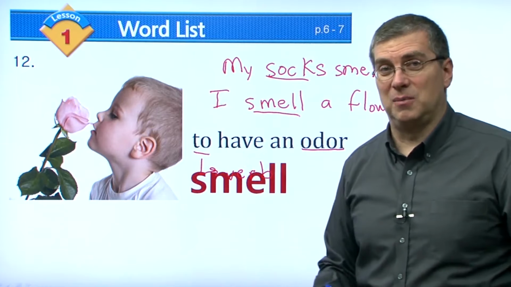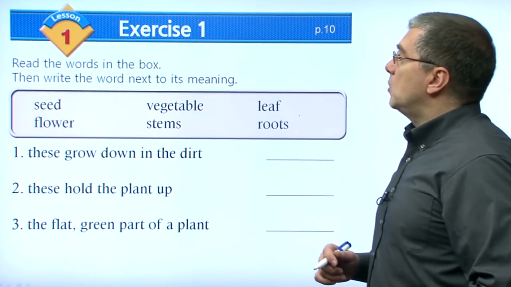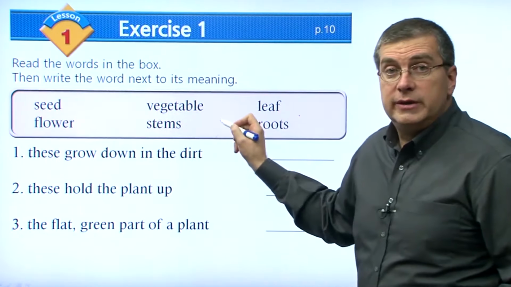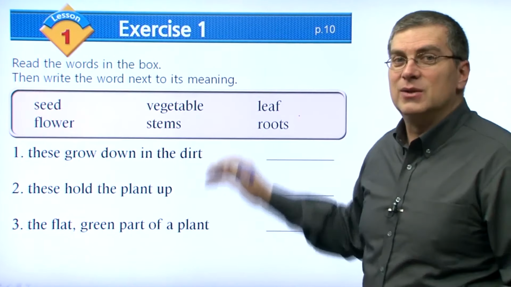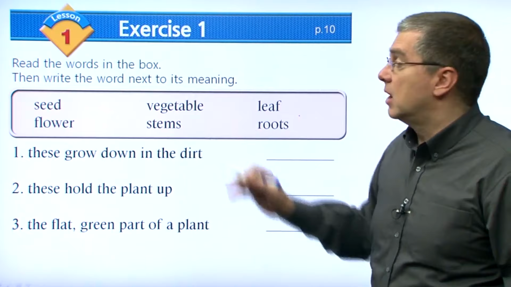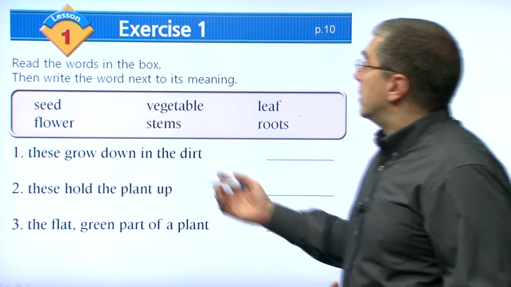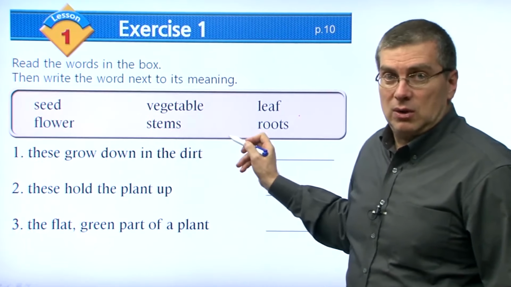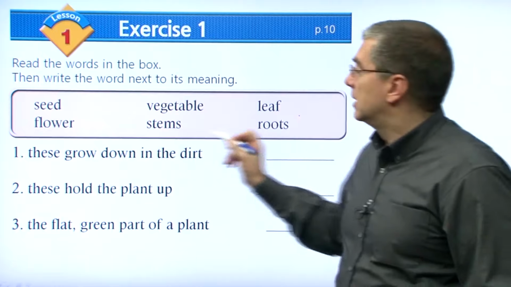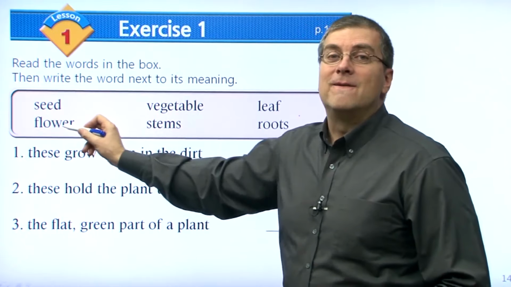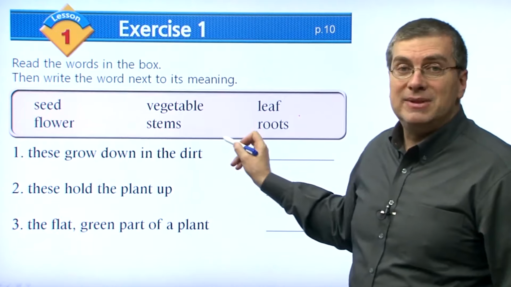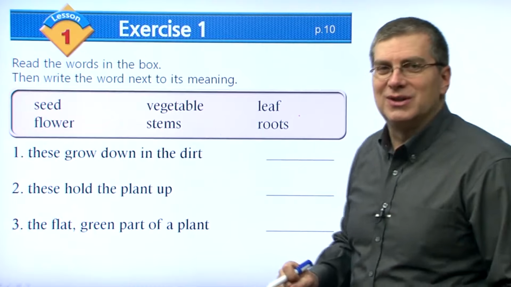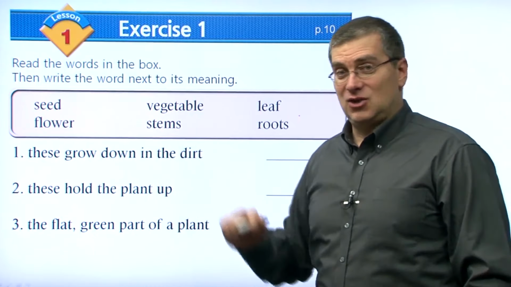Very interesting verb. Let's move on. We're moving on to our exercises. Now we're going to match the words to the definition, okay? So this is a matching exercise. What are the words? The words are seed, vegetable, leaf, flower, stems, and roots. Okay?